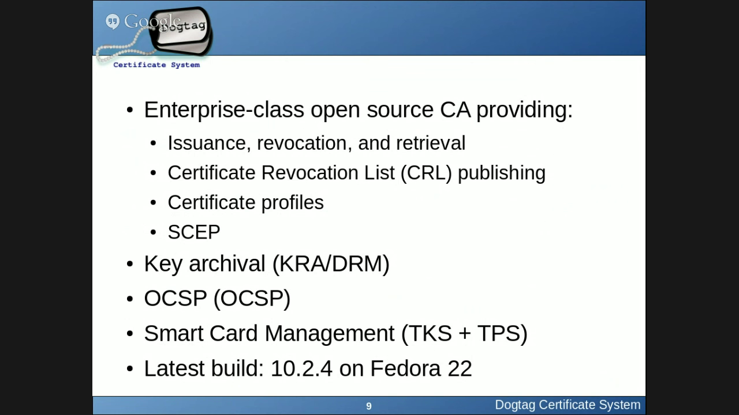So the latest build is 10.2.4 on Fedora 22. I do not believe we have ported it to Debian yet, but it does work on CentOS as well. I'll have to double check. I don't think we've ported it to Debian yet. But I know FreeIPA, which has the CA portion of Dogtag built into it, I believe has been ported to Debian. I'll have to look at that. But I thought FreeIPA had been ported to Debian, but I'll verify that.